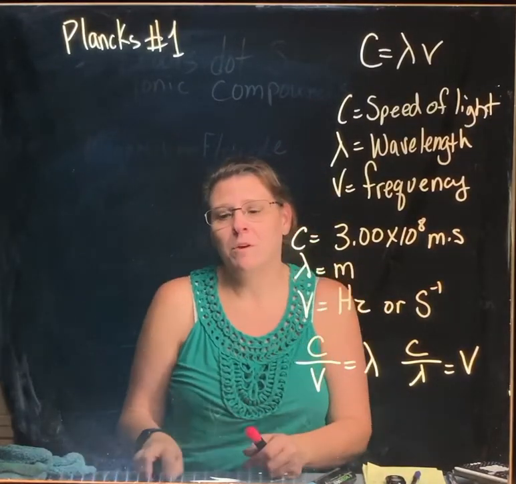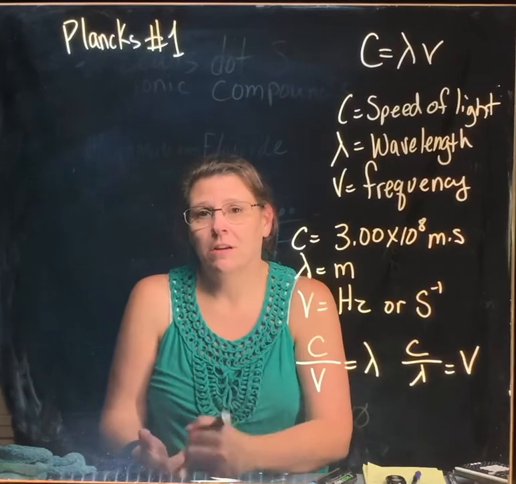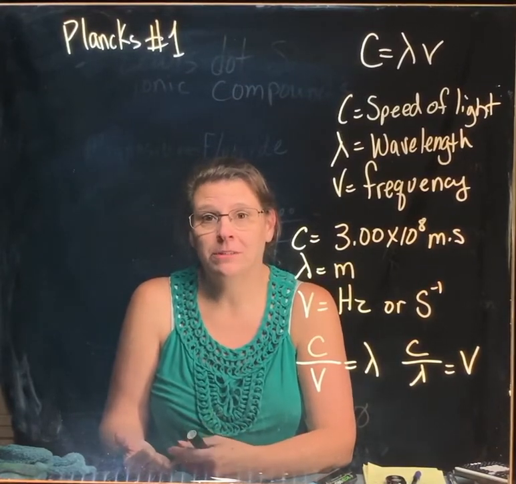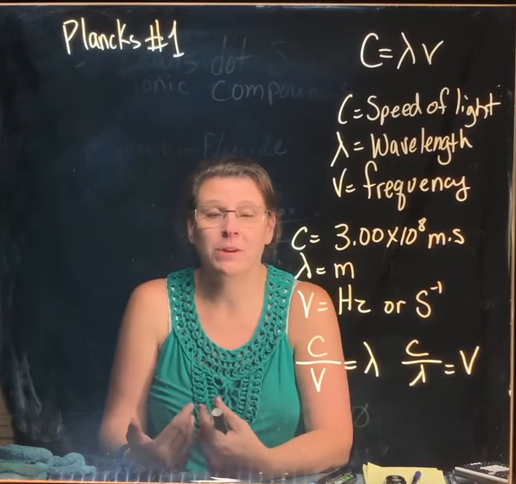Welcome to Planck's constant number 1. This is where we're going to talk about how we calculate frequency and wavelength with the speed of light.